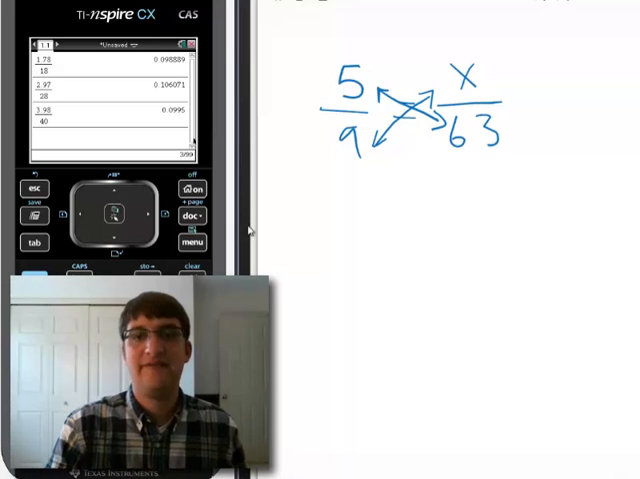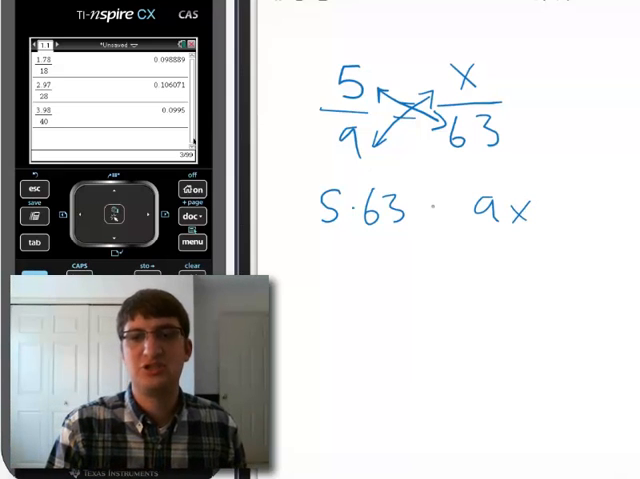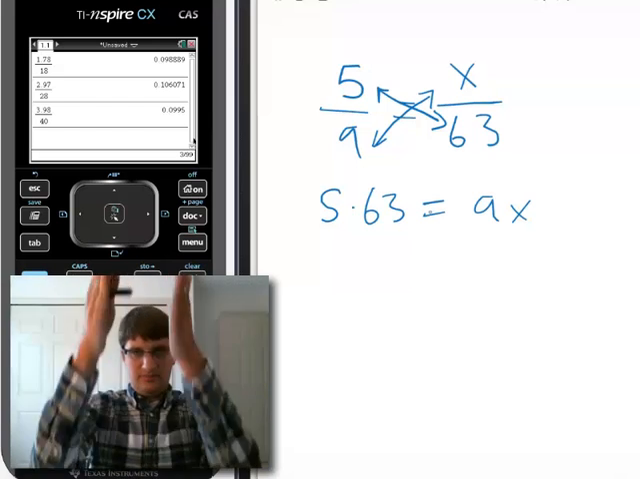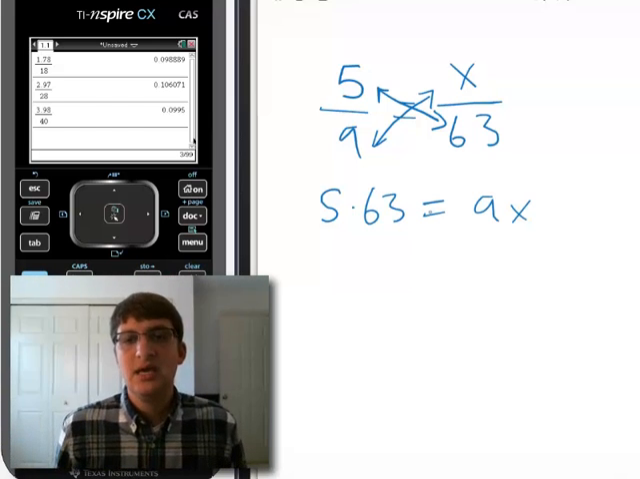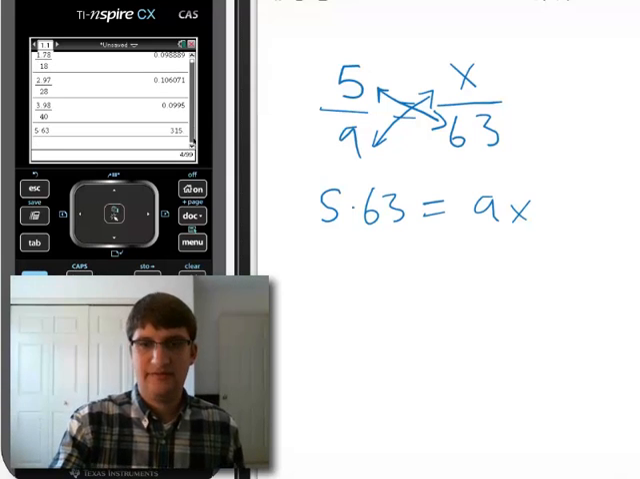By doing that, you're going to have 5 times 63 and 9 times x. Between these two multiplication problems, I like to just drop the equal sign to keep it in the middle, okay? 5 times 63, we can go ahead and do that on our calculator, is 315.